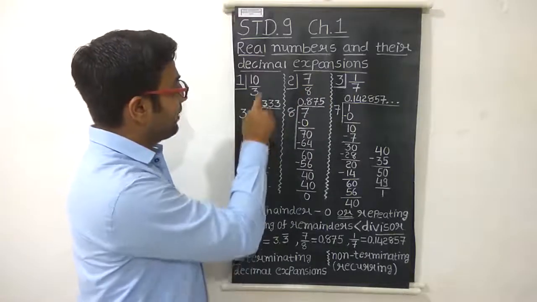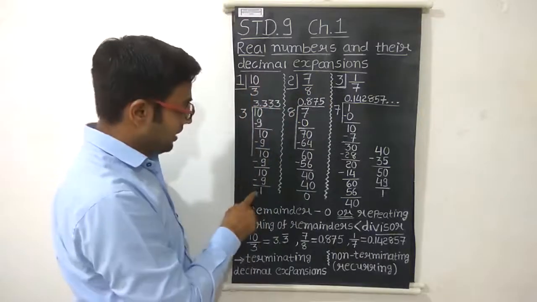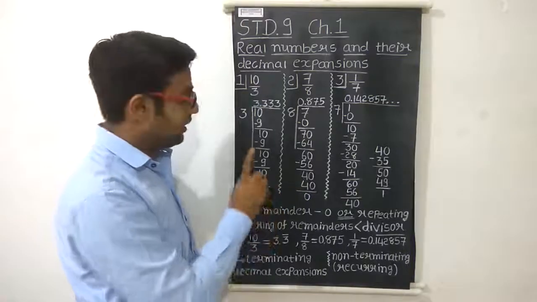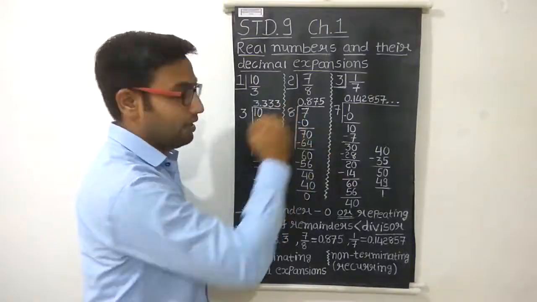Here we cannot perfectly divide 10 by 3 because the remainder is repeating itself. It never stops. It will continue.